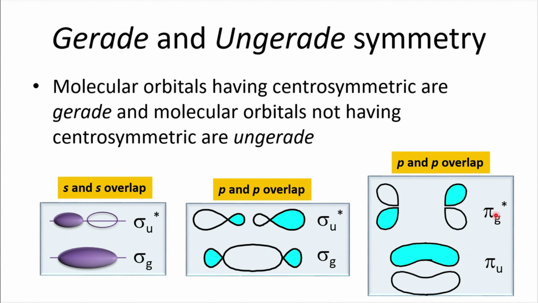If you look here, we are not having s and p orbitals in this gerade and ungerade symmetry, because they cannot be classified due to uneven distribution.